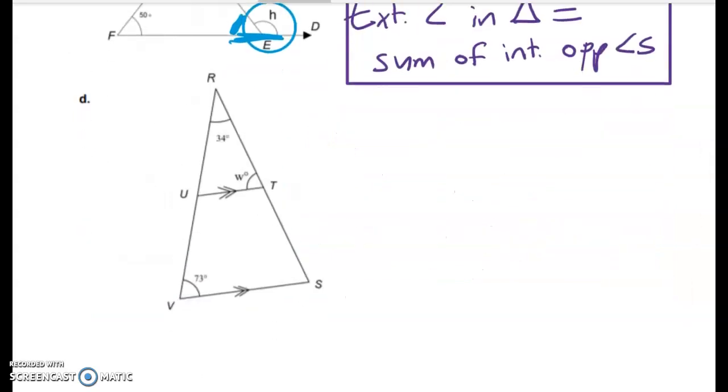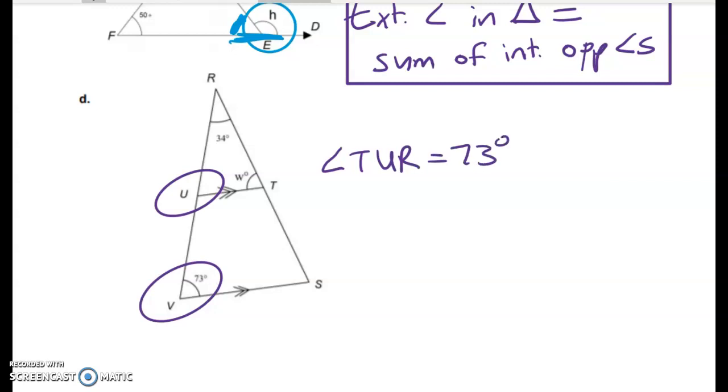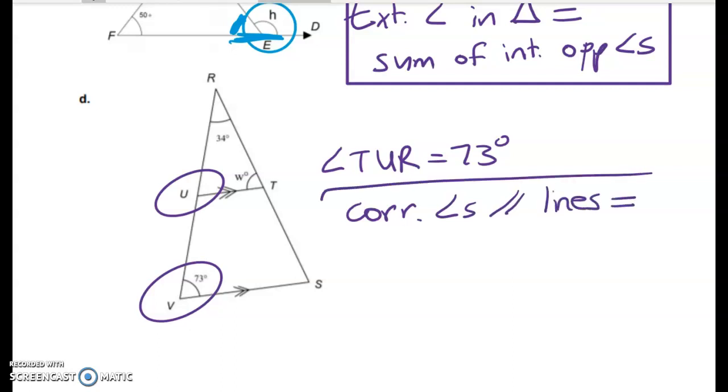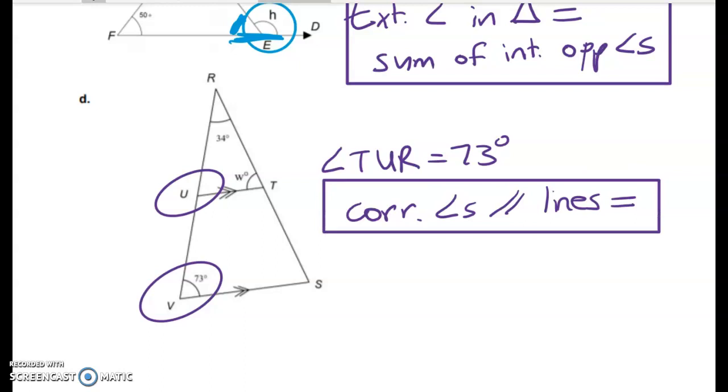Now the next question is the only one in this video that uses parallel line rules. You can see that these arrowheads are telling you that UT and VS are parallel. And once you see that, this question becomes pretty straightforward, because we know that if this angle is 73, this one must also be 73. So angle TUR is equal to 73 degrees, and that's because corresponding angles on parallel lines are equal. So that's reason number one.